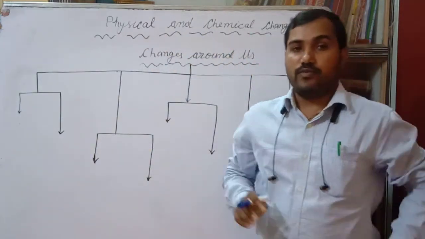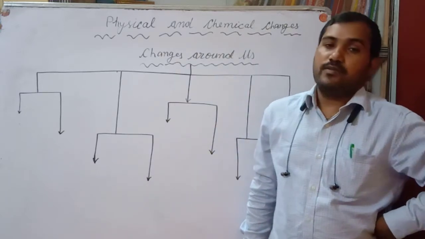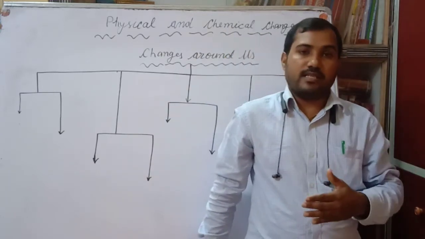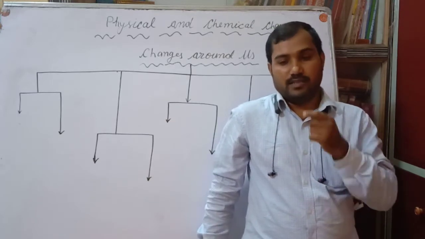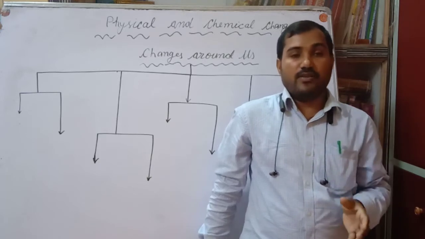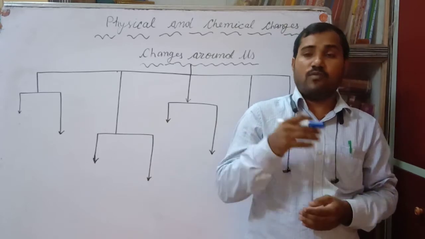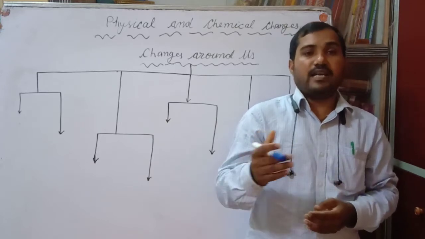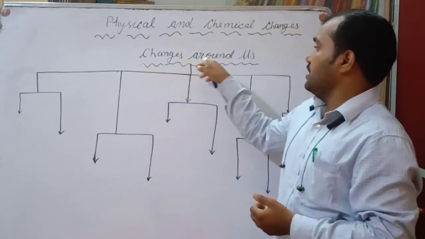This is the second video for you for this chapter. In the previous video, we discussed the changes that occur in our nature, which may be physical or chemical, and how we categorize the changes around us as physical or chemical, and what property helps us identify them. Today we have to discuss the changes around us.